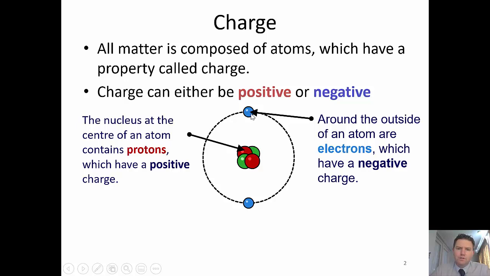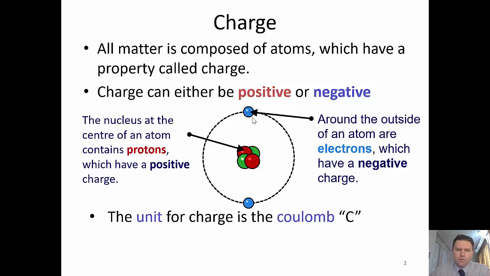And so if something is positively charged, that means there's an absence of electrons. That means there's more protons than electrons. That's what makes it positively charged. If something is negatively charged, that means it has more electrons than it does have protons.